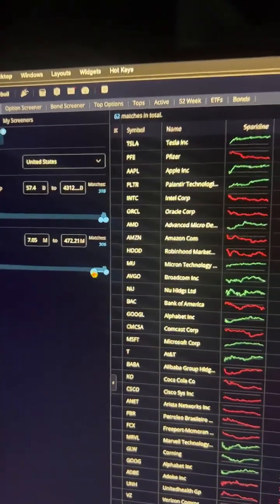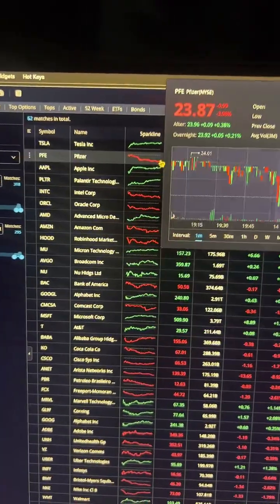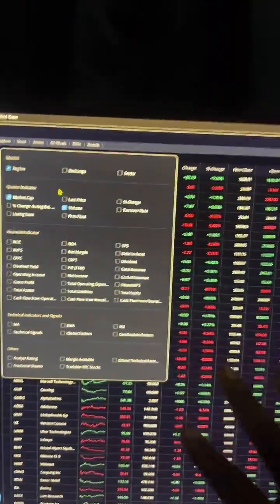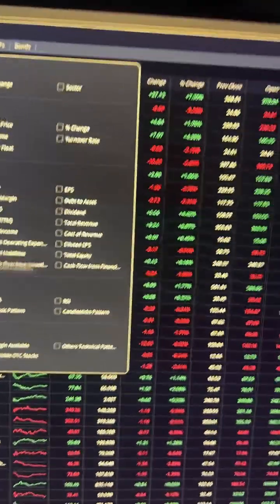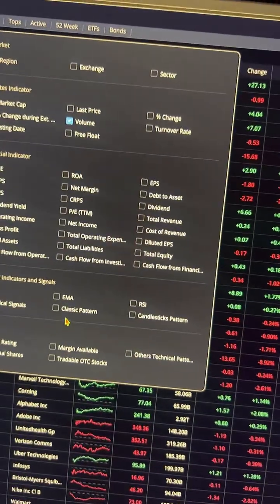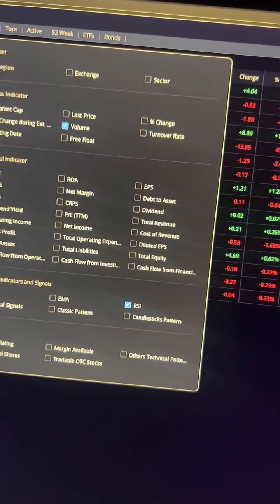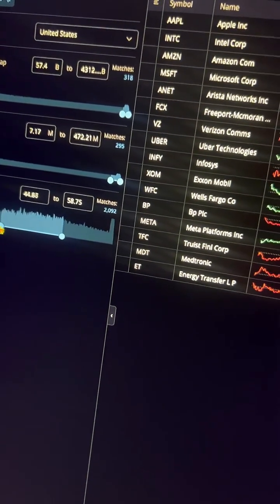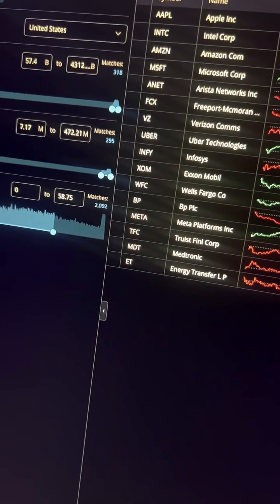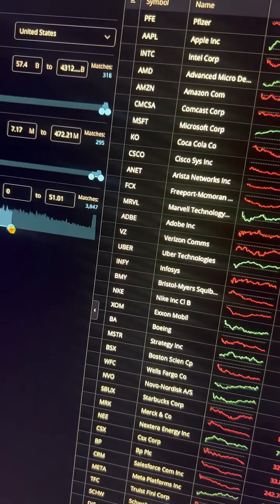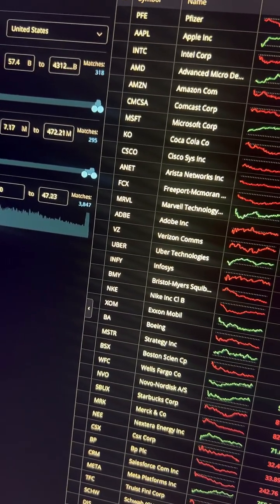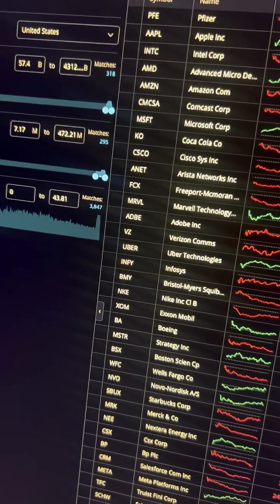I can add volume. I only want to see the high volume stocks with a lot of trading volume on them. That's all I want to see. I can add another filter to narrow this list down more. I can say only show me stocks that have the RSI oversold. I bring this down. I want to see stocks under 30. That means it's oversold. Under 30.